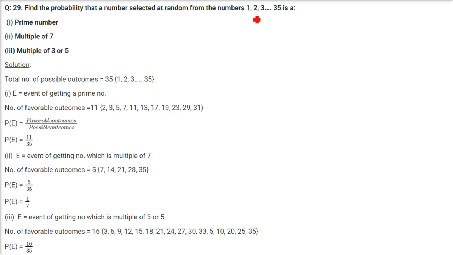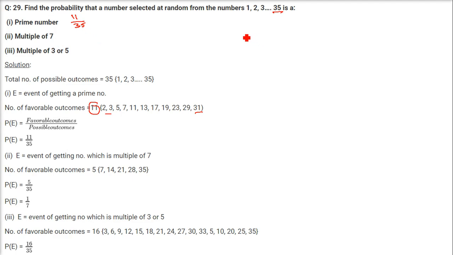Prime numbers are those which are divisible only by themselves or 1. No other number can divide them. So let us list all the prime numbers between 1 and 35. If you count them, it comes to 11. But how many numbers are there? 35. So 35 is the total number of possible outcomes, and 11 is the number of favorable outcomes. So 11 by 35 is the probability of a prime number.